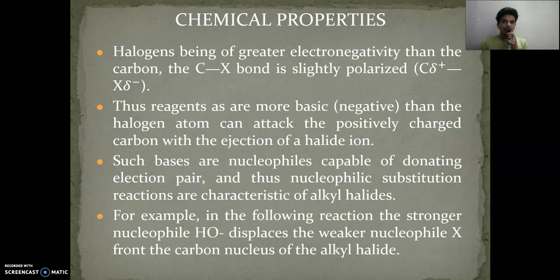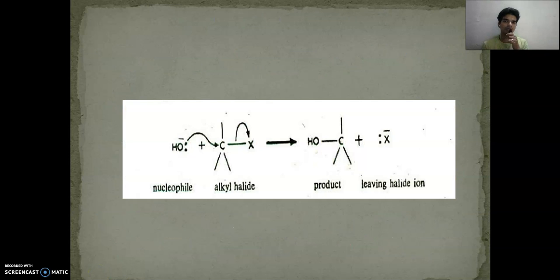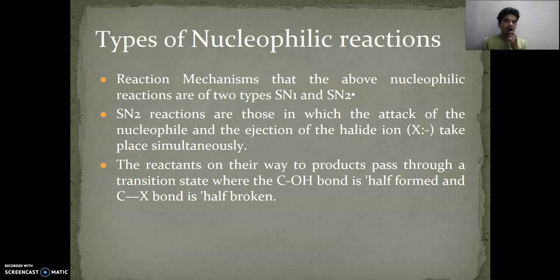For example, in the following reaction, the stronger nucleophile OH displaces the weaker nucleophile X from the carbon nucleus of the alkyl halide. The mechanism gives an idea: the nucleophile OH minus, being more electronegative, attacks the positively charged carbon atom, and the product is formed which contains the OH group, and the leaving of the halide X takes place. Then, types of nucleophilic reactions.